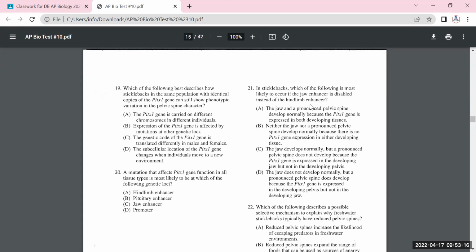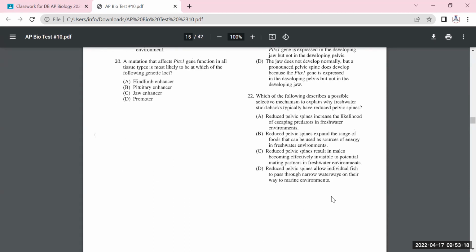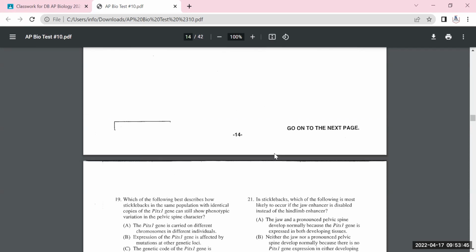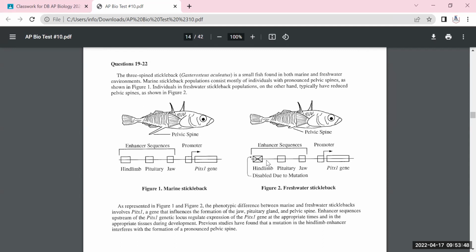Right. Okay. Reduced pelvic spines increase the likelihood of escaping predators in freshwater environments. So yes, if a reduced pelvic spine gives you a selective advantage, then it should explain it. A works. Reduced pelvic spines expand the range of foods that can be used as sources of energy in freshwater environments. I don't remember exactly what pelvic spines do, but this doesn't seem to be right. Usually they do give you some sort of explanations, but yeah.